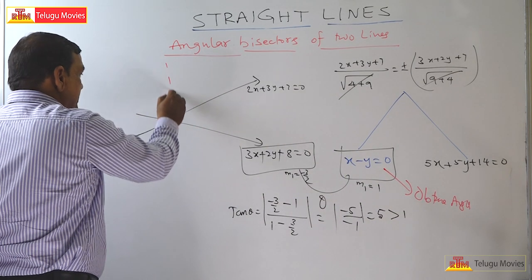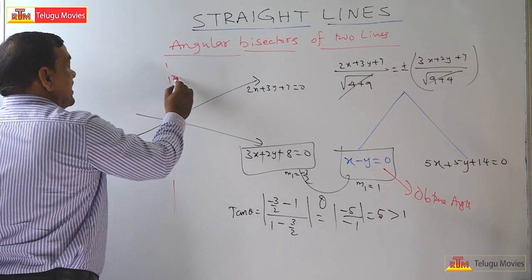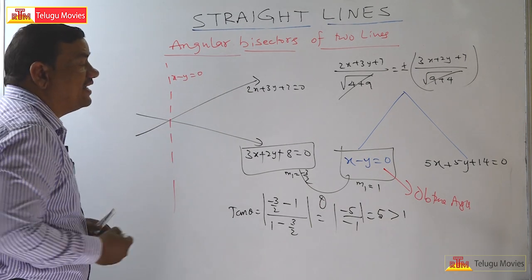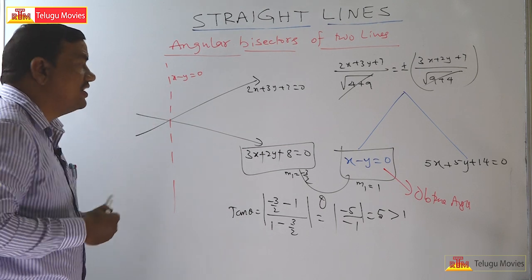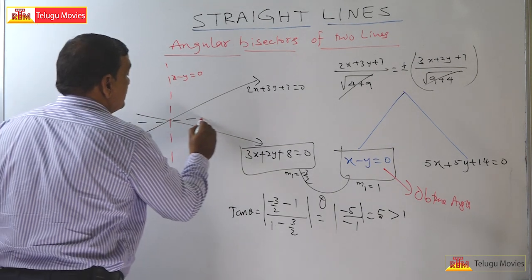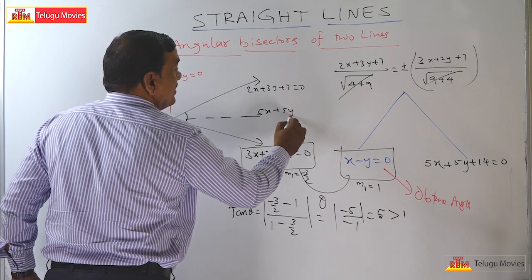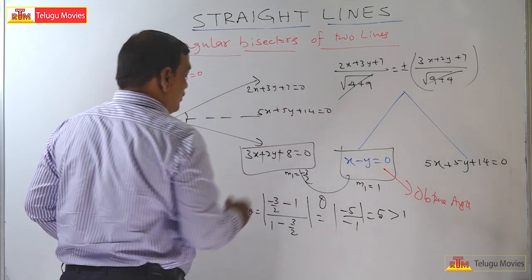That means this equation, x minus y is equal to 0. Automatically, if one is obtuse, the other one is acute. So this equation is the acute angle bisector. And this one is 5x plus 5y plus 14 is equal to 0.